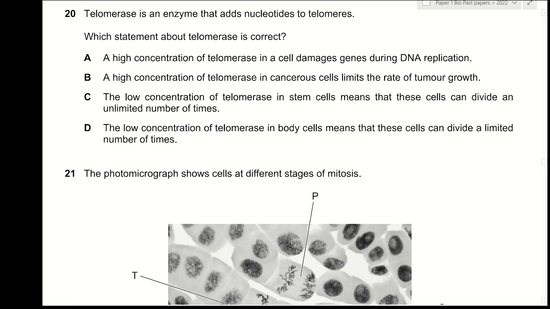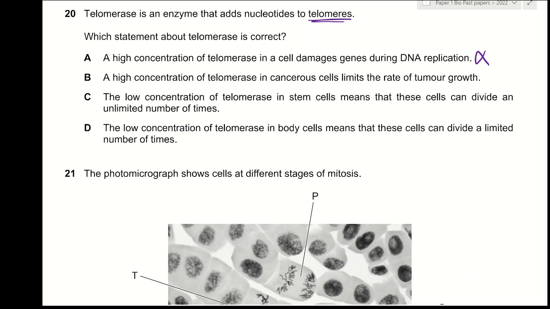Now, question number 20. Telomerase is an enzyme that adds nucleotides to telomeres. Which statement about telomerase is correct? Now, telomeres are sequences of non-coding DNA found at the end of the chromosomes to protect the chromosomes from gene loss and gene shortening. Now let's start with A: a high concentration of telomerase in a cell damages genes during DNA replication. No, this is incorrect. It actually protects genes and prevents their loss.